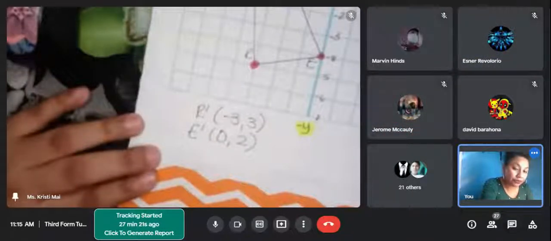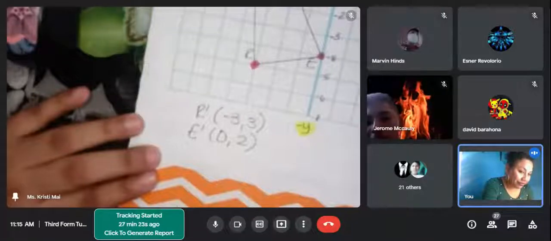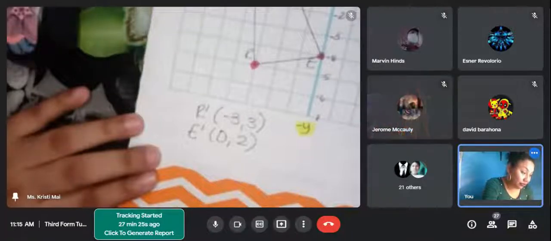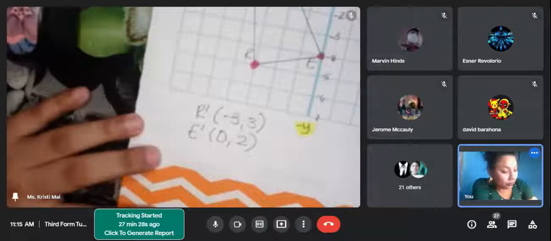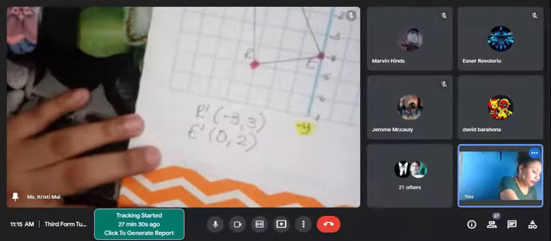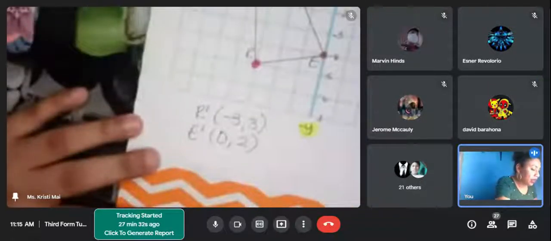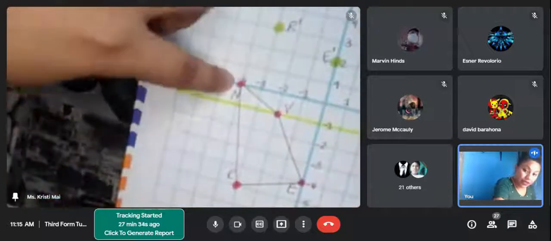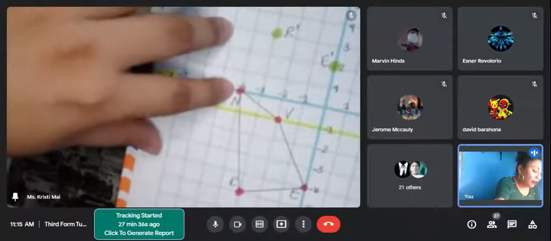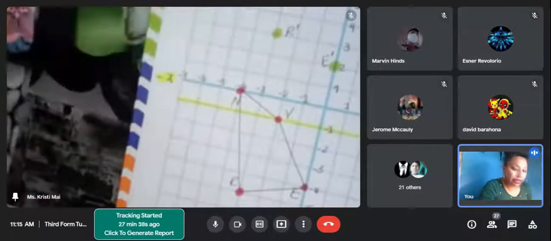Any questions? Okay. So let's talk about N. Look at N right here. How many spaces away from the line is N?